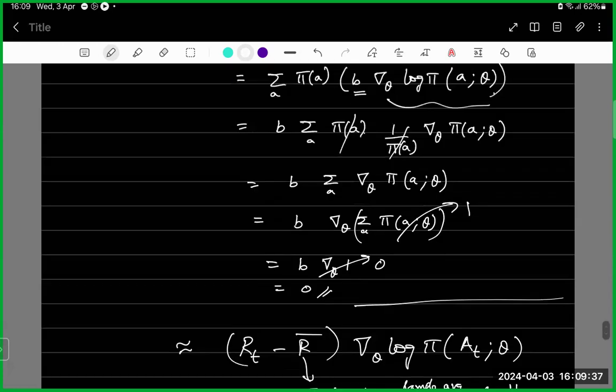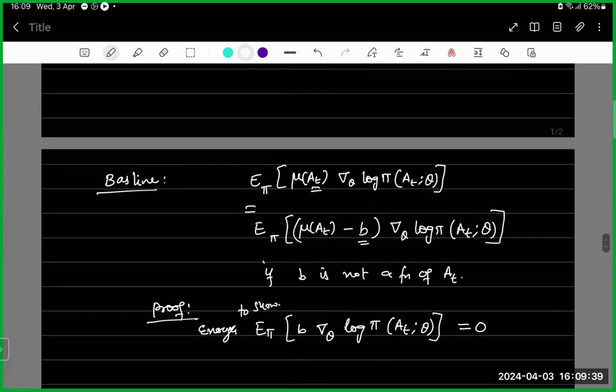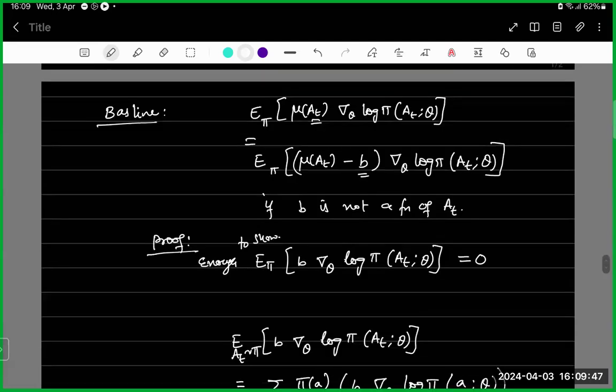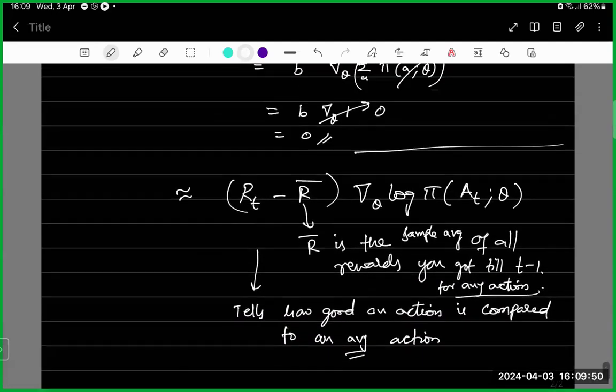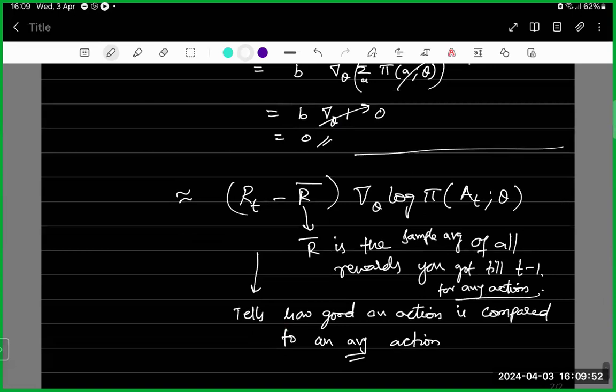The other thing is you can subtract any value from this mu of A, as long as mu B is not a function of AT. And one typical B that is used is this R bar, okay, which is the sample average reward that you got till now, where the average is taken over the rewards that you got for all the actions that you have taken till now, not necessarily for that particular action.